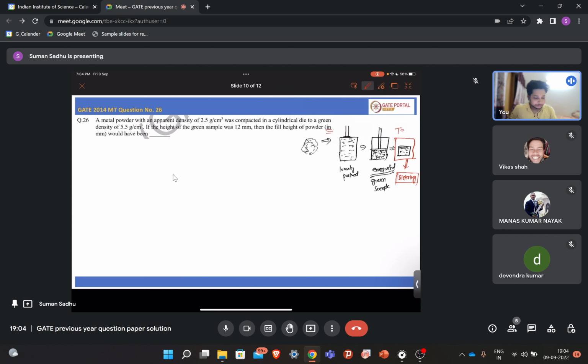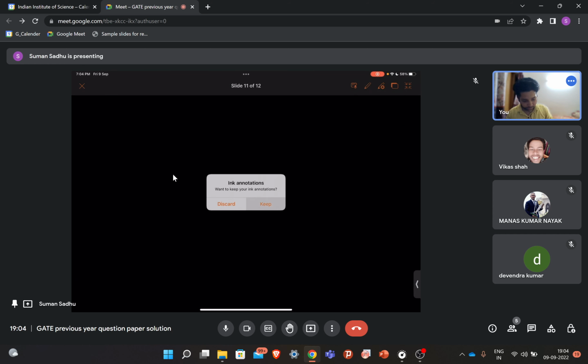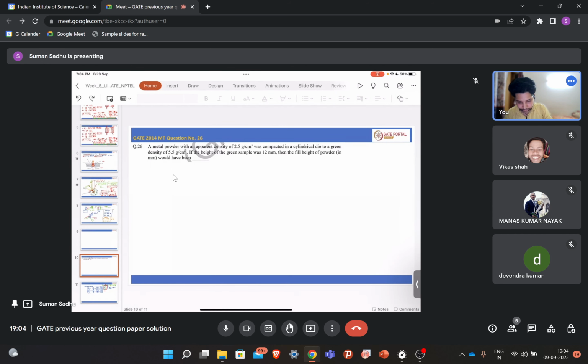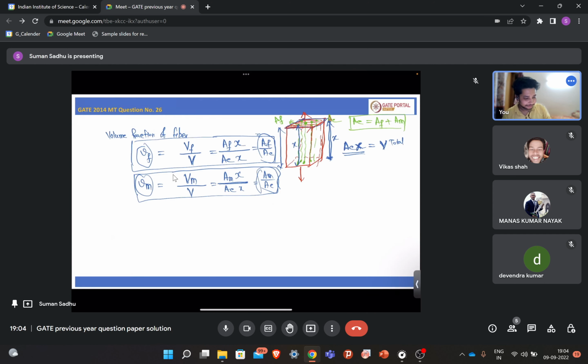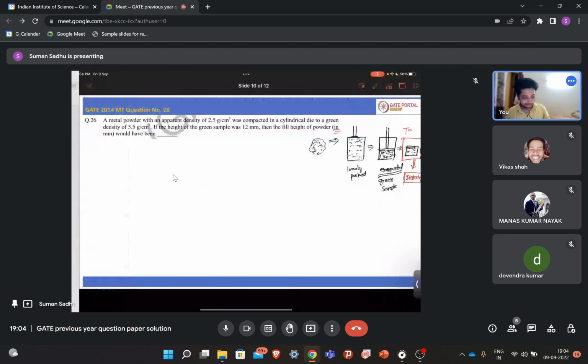So now these are the different stages, right? So one stage you have loosely packed powder. So this now, sorry, what happened? I don't know what happened. Okay, now it is here.